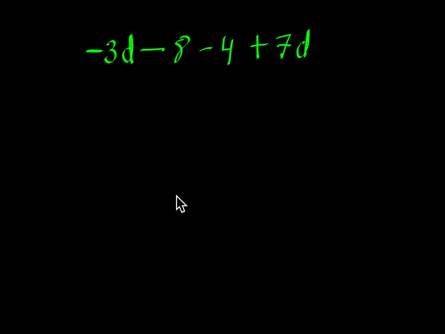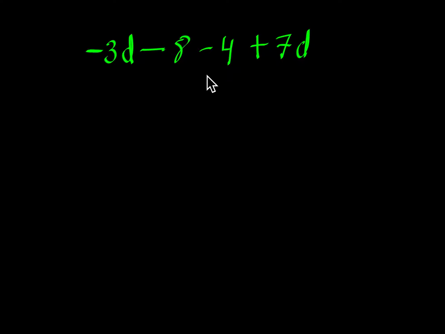And today we're going to learn how to simplify algebraic expressions. By simplifying algebraic expressions, you're basically just writing the expression in the simplest form possible, or the shortest form possible. You just want the expression to be easier to understand and less complicated. So let's start with this problem.